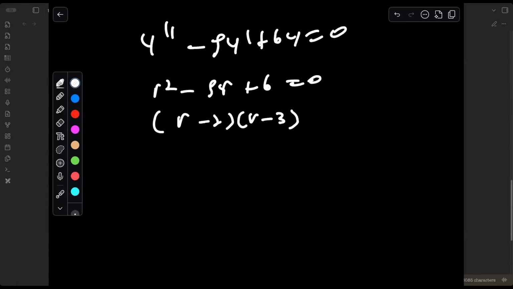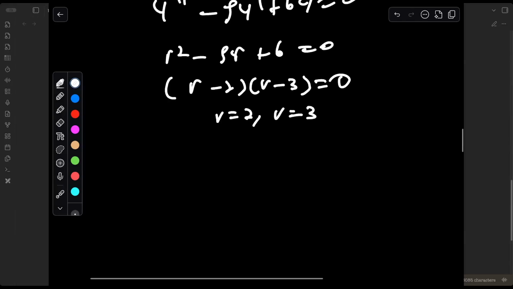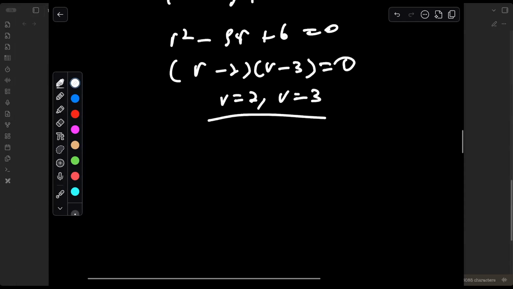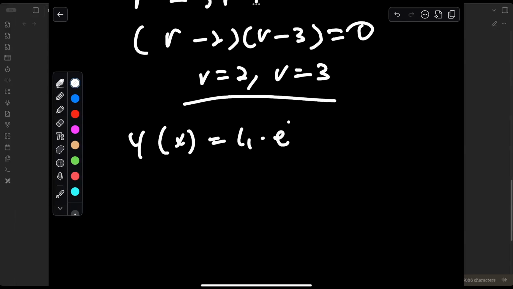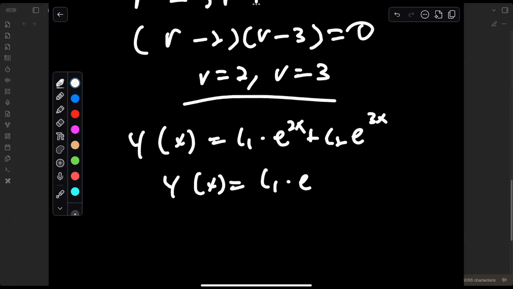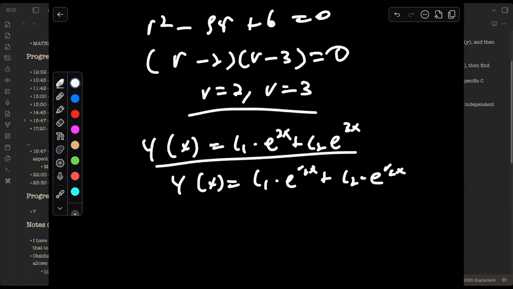2 times 3 is 6. Negative 2 times negative 3 is 6. Negative 2 plus negative 3 is negative 5. Now we have two roots, r equals 2 and r equals 3, and these roots are distinct real roots. If they are distinct real roots, we use the general solution y of x equals c1 times e to the power of 2x plus c2 times e to the power of 3x. This stems from c1 times e to the power of r1x plus c2 times e to the power of r2x. So we have the general solution right here.